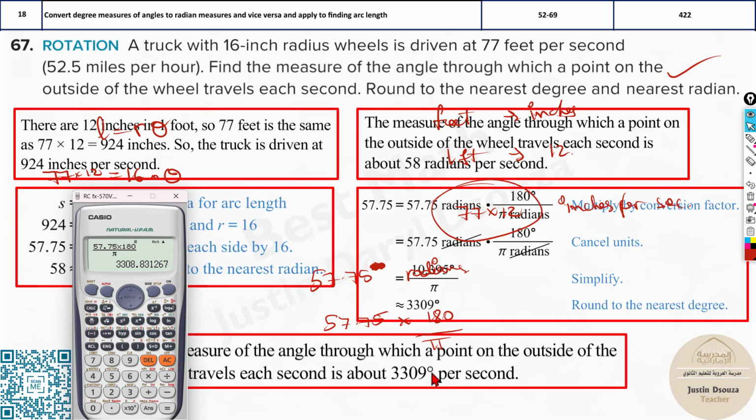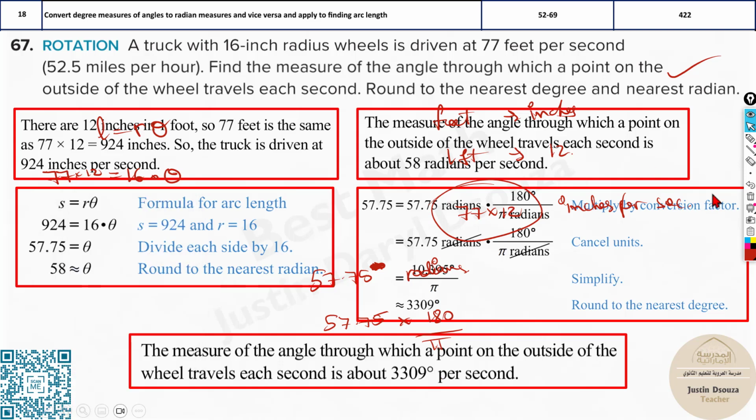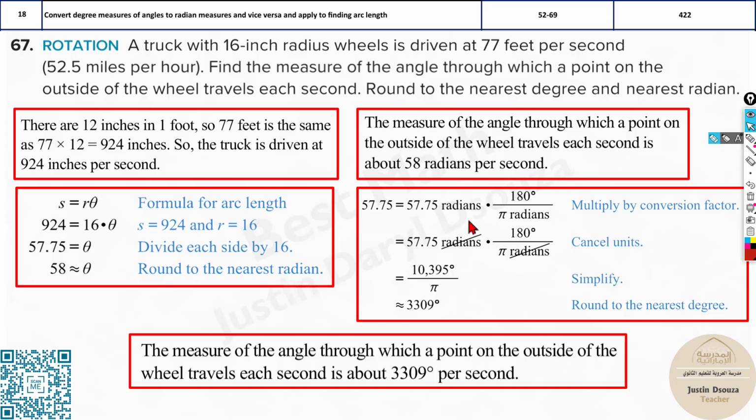It's 3009 degrees to the nearest degree. So that is how, and over here to the nearest radian, it will be 58 radians. But when we convert it, don't take the 58, let's take the actual value and convert it, and that's the answer. So this is how we easily solve it.